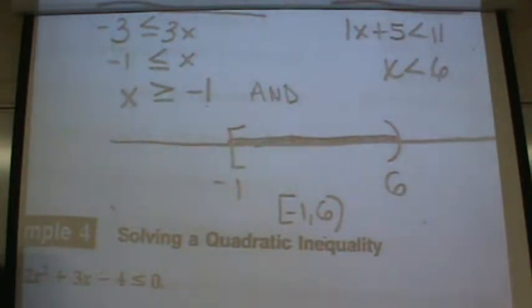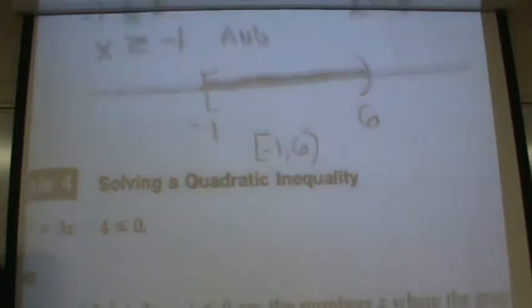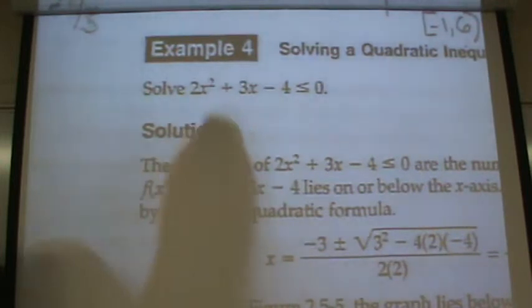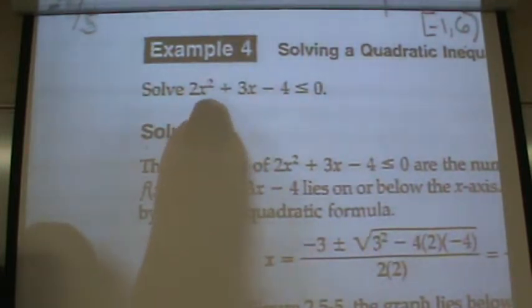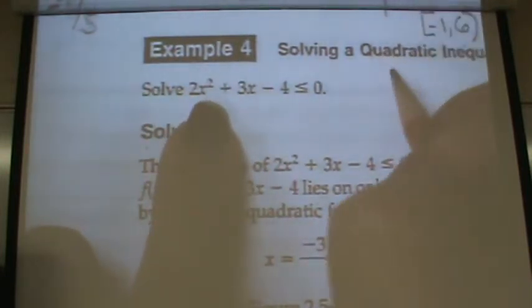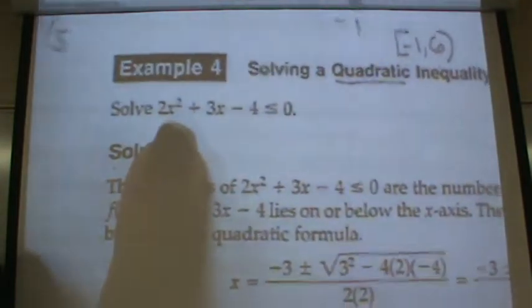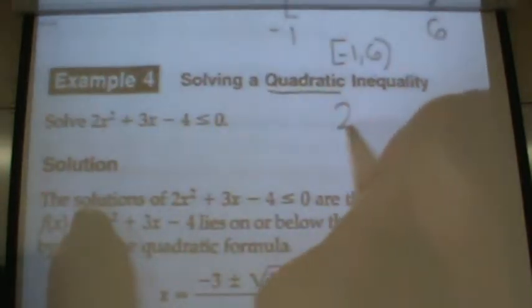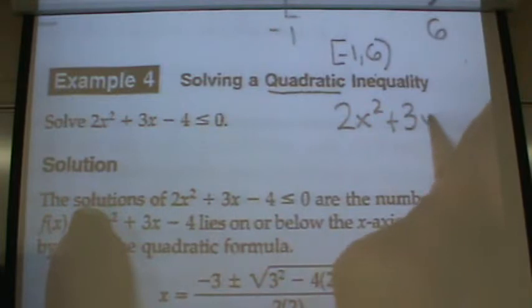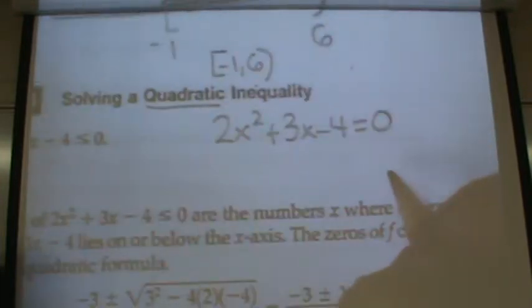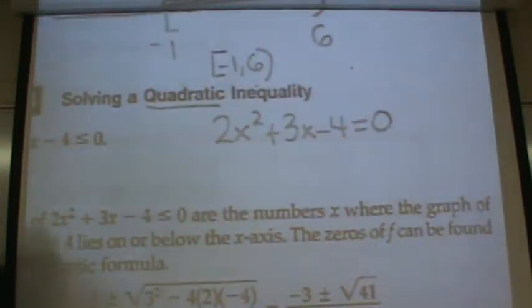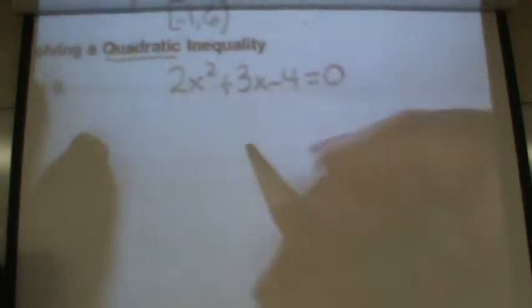Okay, next one, example 4. What is this right here? Factor. X squared, what is it? It's a quadratic equation. If it said 2x squared plus 3x minus 4 equals 0, a couple days ago we reviewed how to solve quadratics. Can you tell me one way to solve the quadratics that we reviewed?